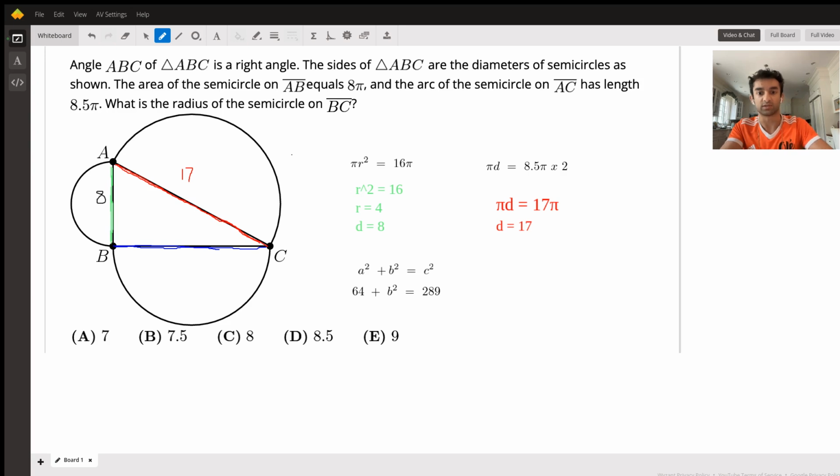And if we continue doing the math, we're going to get that b squared is going to be equal to 225, which means that our b value is going to be 15, right? So that means that this length, let's do that in blue, is going to be 15. Now our question asks us, what is the radius of the semicircle in BC? Now B to C, this is going to be the diameter, which means that the radius is actually going to be 7.5. So our answer should be B.